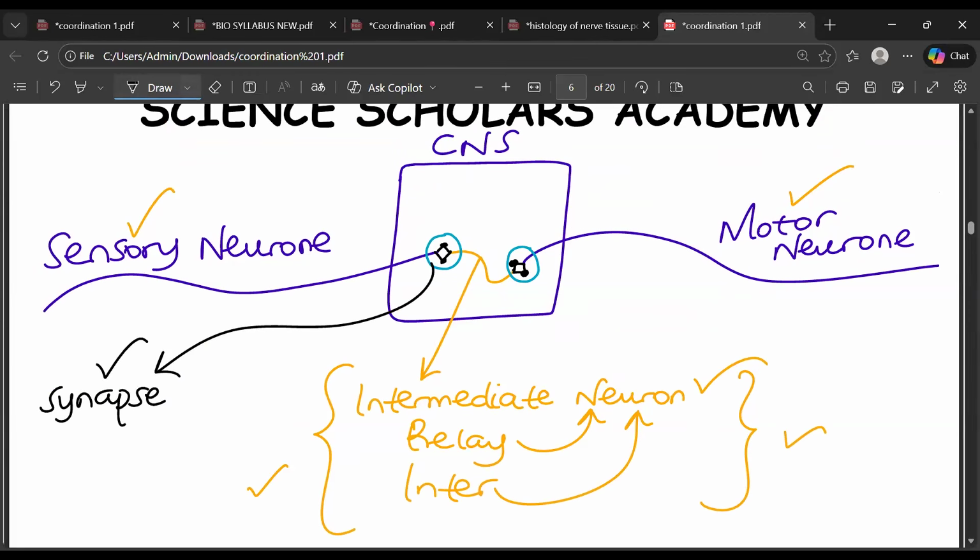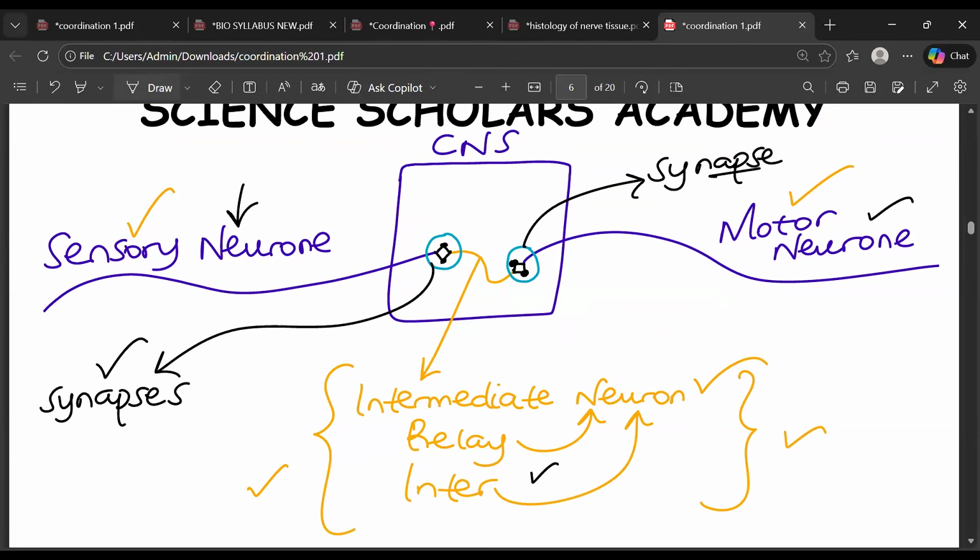So when they wake up one day and tell you, or you read it in the textbook, that the sensory neuron synapses with the relay neuron, don't be confused. Even this one is a synapse. So when they tell you that the interneurons synapse with the motor neurons, you also shouldn't get confused.